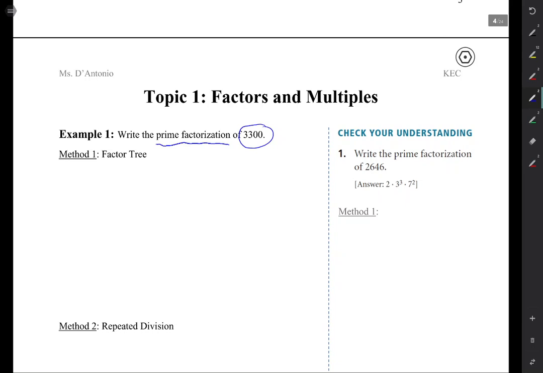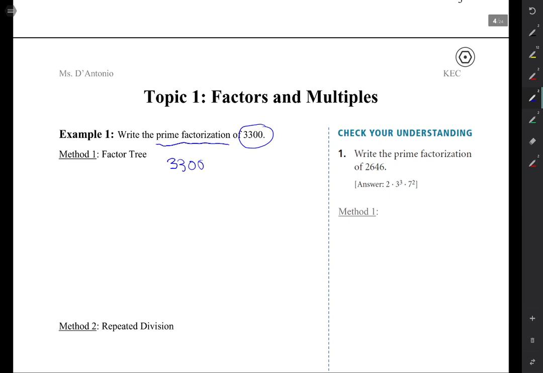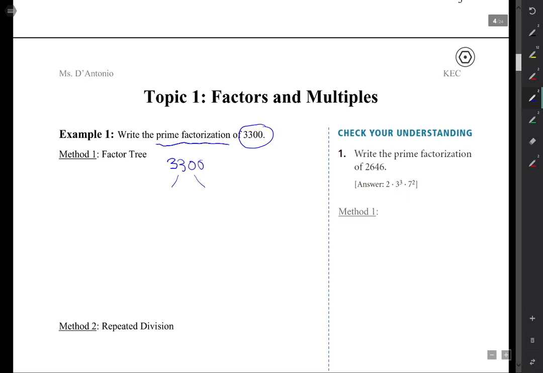So factor tree, these are kind of fun. I like them. What we're going to do is we're going to start off at the very top of our tree with the number, 3,300. And what we're going to do is we're going to break down this number into two numbers that multiply to get 3,300. So I'm going to do my little tree extensions there, and two numbers that multiply to that. Now, there's a bunch of different options you can choose. I'm going to choose 33 and 100, because 33 times 100 gives us 3,300.